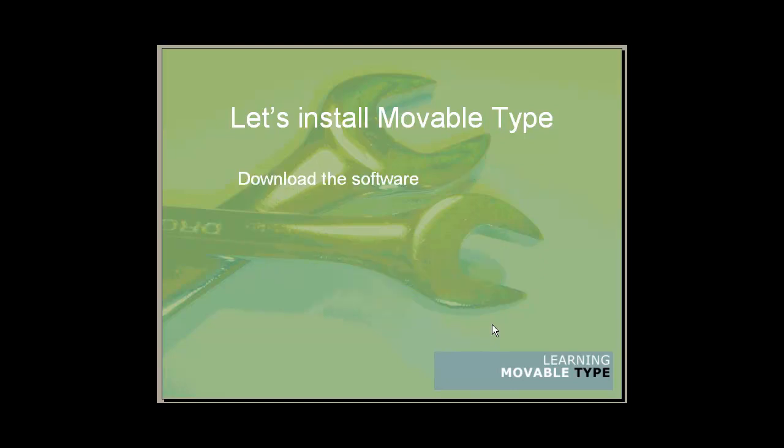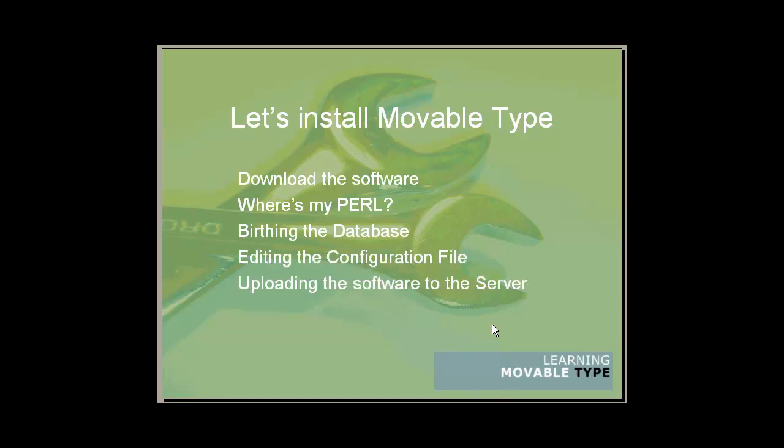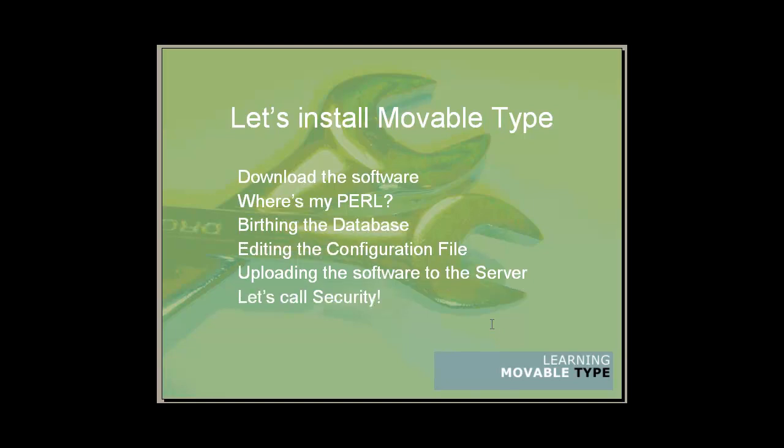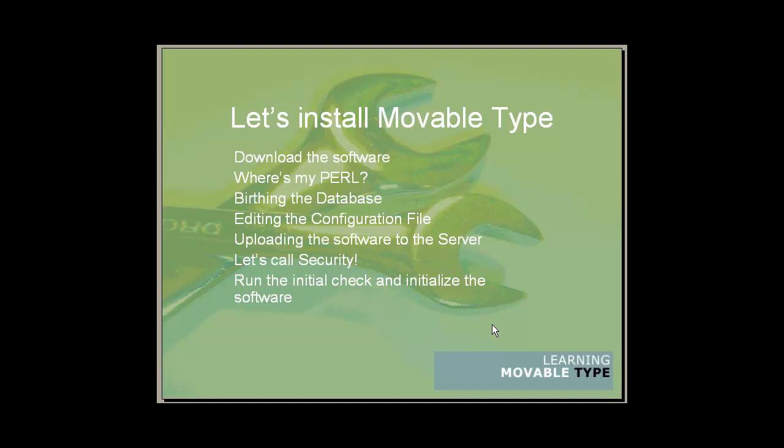What we're going to show you in this section is firstly how to download the software, then to tell the software where to find Perl, remember that one? Then we're going to create a database ready to be used by the software. Then we'll edit the configuration file and upload the software to the server. Then we'll set some security settings so that only the right people will be able to run the software. And then we'll run the initial check and initialize the software. So that's it. Let's now go and download that software.